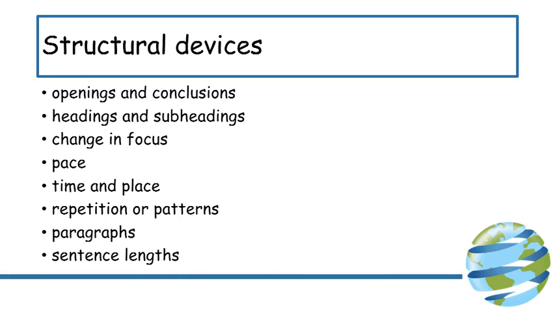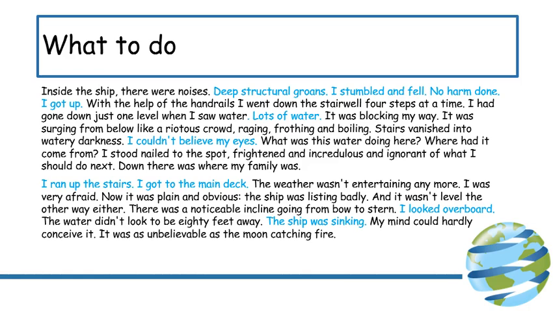You need to think about the pace, so how fast or slow the text is, the time and place of the text, and any repetition or patterns that emerge throughout the text. You need to think about things like paragraphing and sentence length. All of those are things that you need to look out for. The next thing that we're going to do is have a look at an example text. This is a short extract from the book Life of Pi.